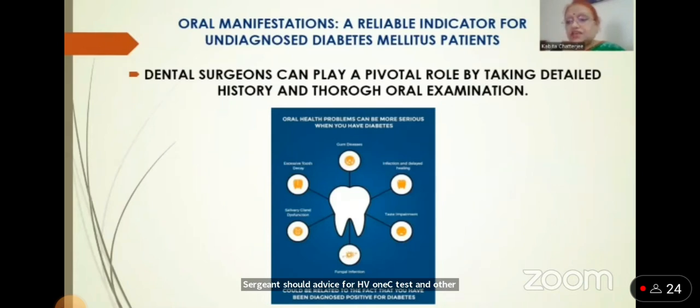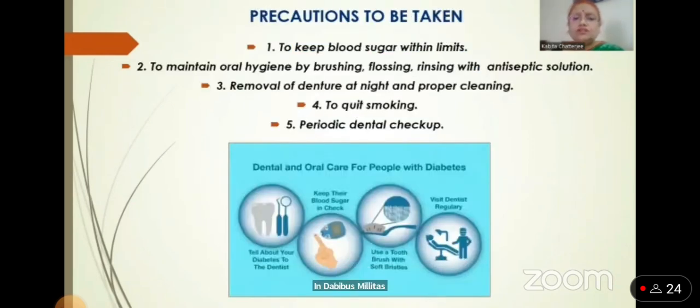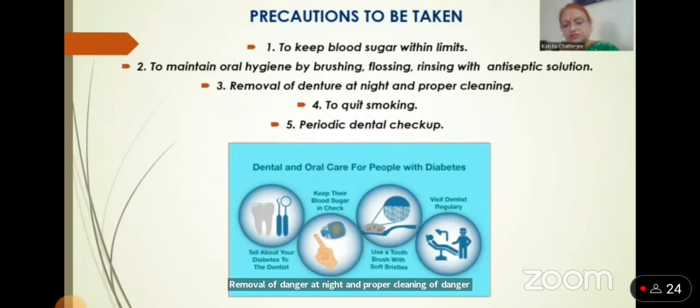And in that case, it is very much essential to prevent the preoperative and postoperative complications of diabetes mellitus. In diabetes mellitus with oral complications, some precautions are to be taken, like keeping blood sugar level within limits, maintaining oral hygiene by brushing, flossing, rinsing with antiseptic solution, removal of denture at night and proper cleaning of denture, quitting smoking, and periodical dental checkup along with ultrasonic scaling.